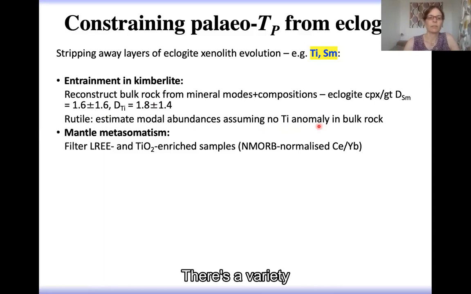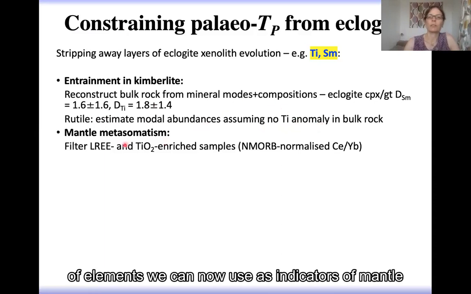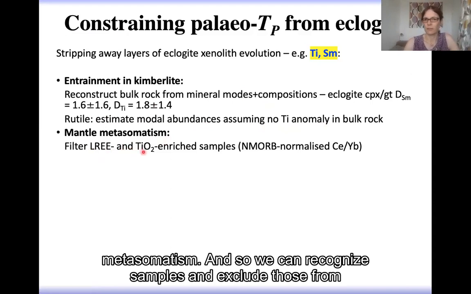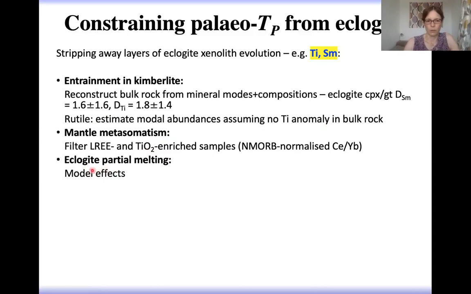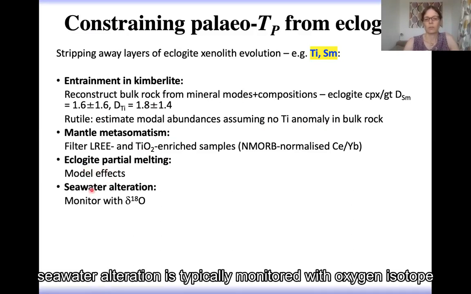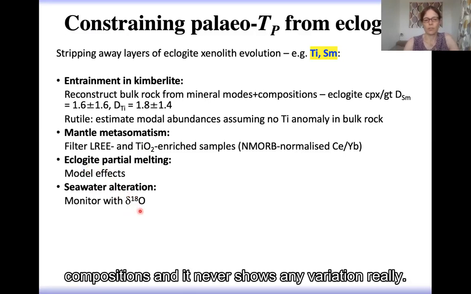There's a variety of elements we can now use as indicators of mantle metasomatism, and so we can recognize samples and exclude those from further consideration. We have to take care of partial melting of eclogite during subduction. Seawater alteration is typically monitored with oxygen isotope compositions, and it never shows any variation really.